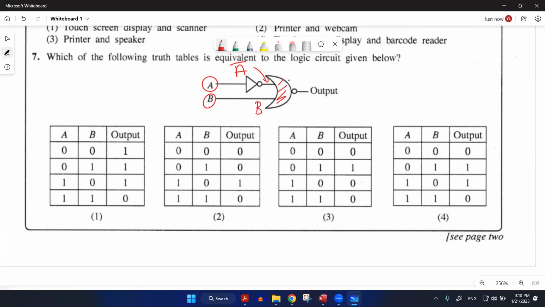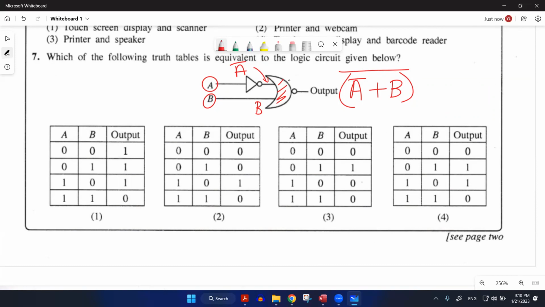This is a NOR gate, so you are going to receive (A bar plus B) whole bar, because that is what a NOR gate performs. They add up and then invert: (A bar plus B) whole bar. So now we are going to see what the output of (A bar plus B) whole bar is going to be.